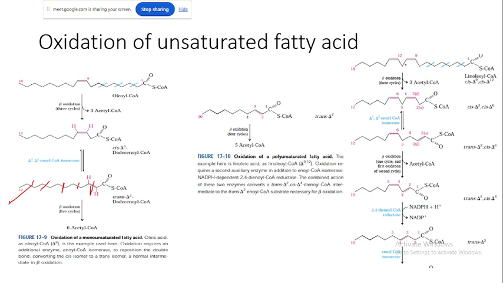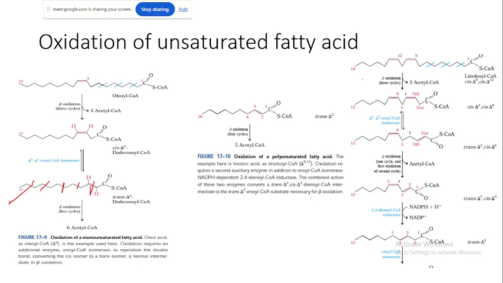Now here, this was the mono unsaturation, but if there is more than one unsaturation, then how will the cell deal with it? Oleic acid had one unsaturation, but in the case of linoleic acid, the C18, there are two unsaturations, C9, C10 and C12, C13. So first the alpha beta cleavage will be there. So 1, 2, 3. After 3 rounds, there will be 3 acetyl CoA, right? And the length will be C12: 3 into 2 is 6, so 18 minus 6 is 12.